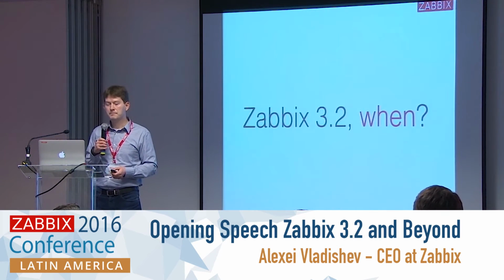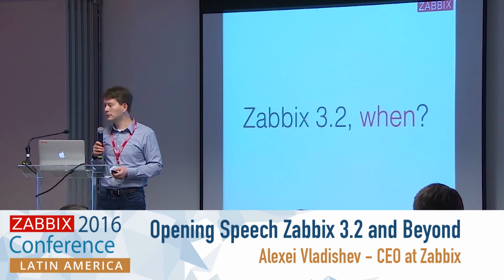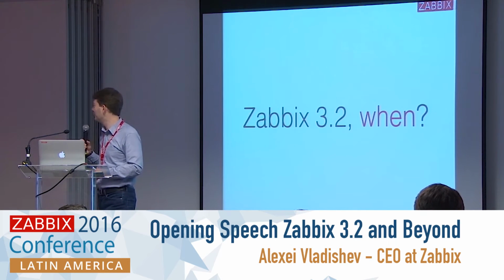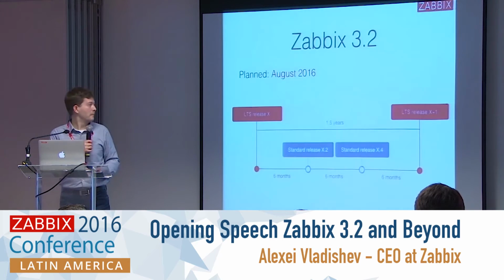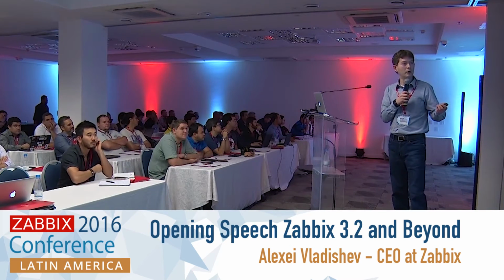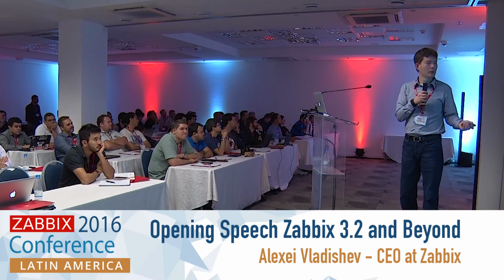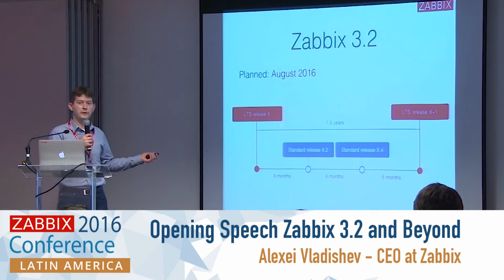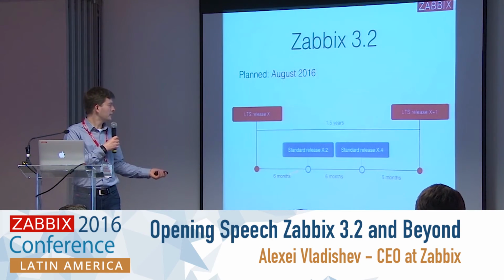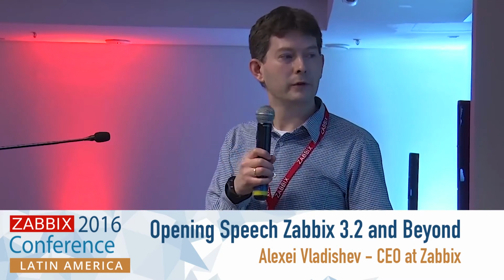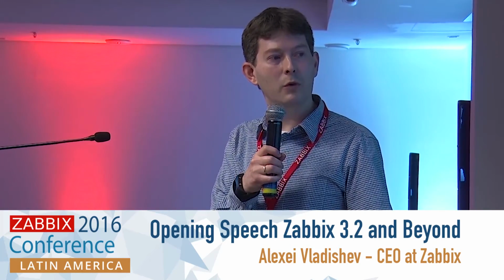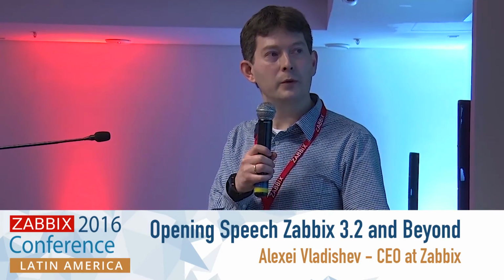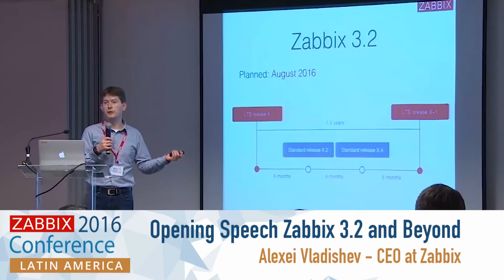All right, Zabbix 3.2 when? So when is Zabbix 3.2 going to be released? Let's have a look at our release cycle. That's what you can find on our website. So basically, we have LTS release, like LTS 3.0, and after 6 months, we are releasing 3.2. After 6 months, we are releasing 3.4, and after 6 months, there will be another LTS, maybe 4.0.